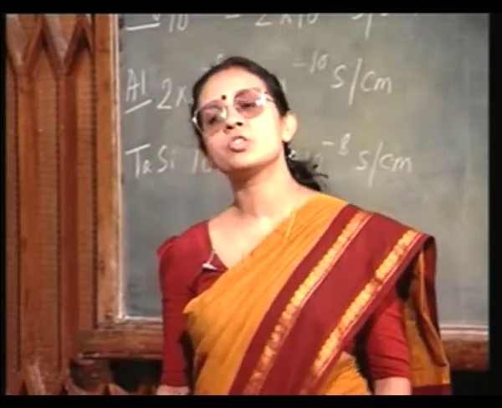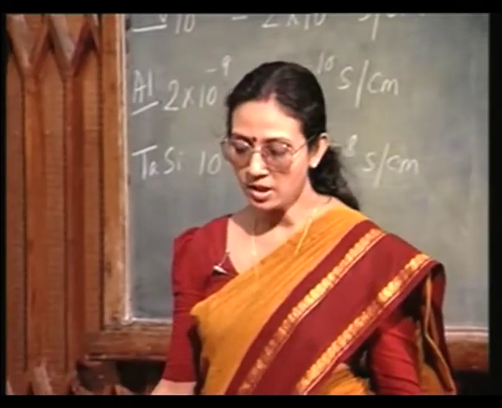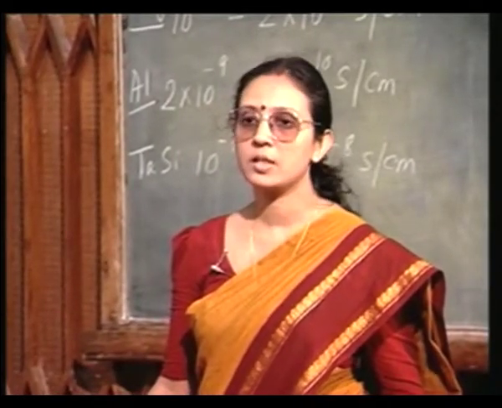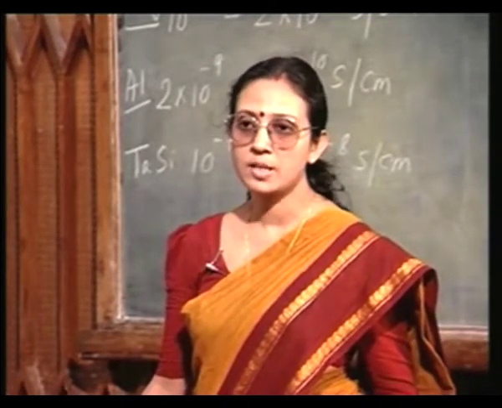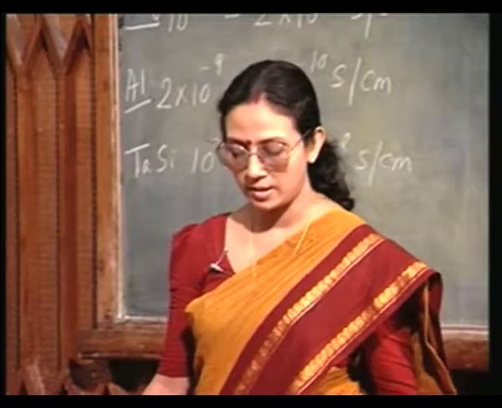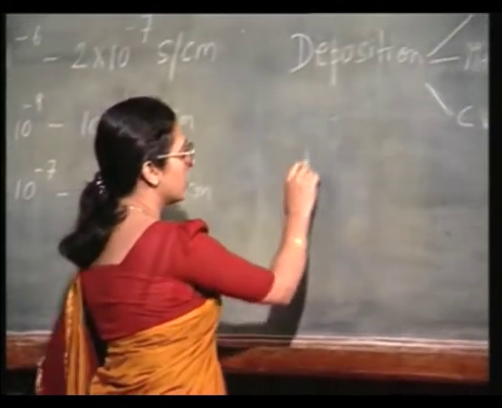Okay. But most of these metal silicides are quite stable at high temperature, the lowest temperature being for palladium silicide, which is stable up to 700 degree centigrade. Platinum silicide is stable up to 800 degree centigrade.